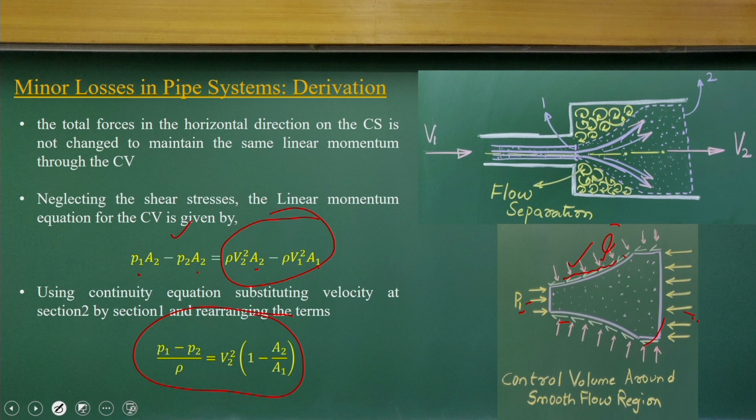So these are very simple equations: the linear momentum equations applied over this control volume along this line, neglecting the shear stress components, because this is a very short reach. The force component from shear stress will be much smaller as compared to the pressure force and the momentum flux components. This is the momentum flux component that we are equating in the V2 and V1 directions. If you use that, you get this part, which is very simple, just rearranging.